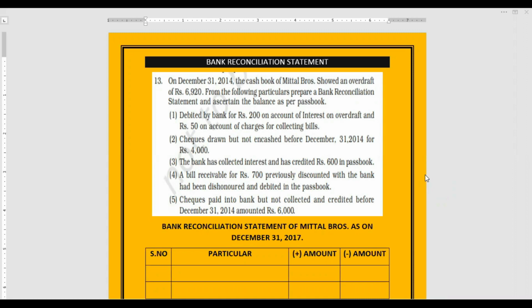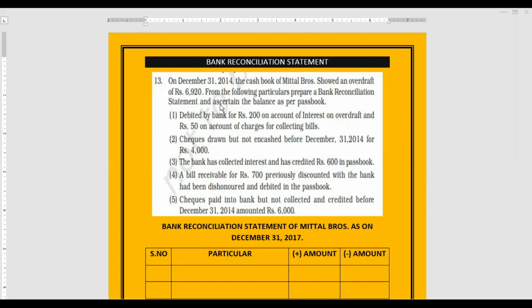In this video, I will solve NCERT Bank Reconciliation Statement question 13. The first video on BRS was Bank Reconciliation Statement balance as per cash book. The second video which I have earlier made is the balance as per passbook. The third type of BRS, Bank Reconciliation Statement, is overdraft as per cash book.